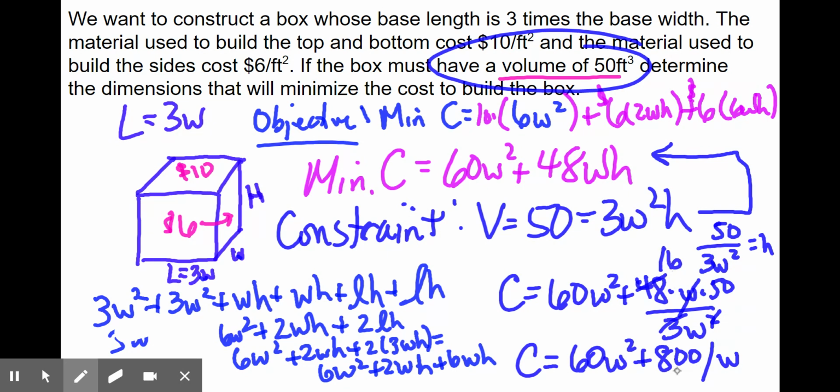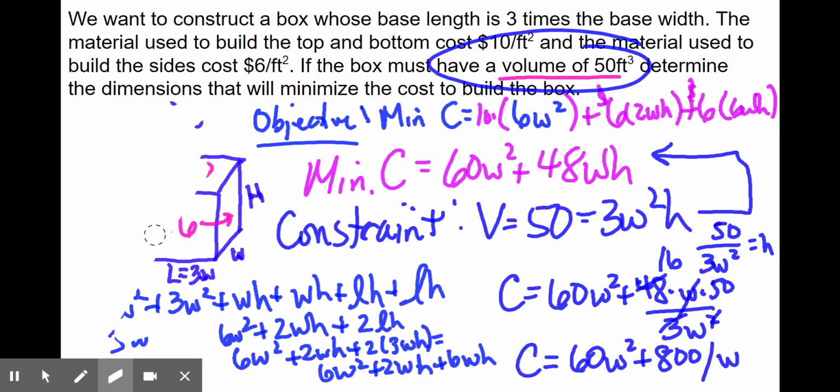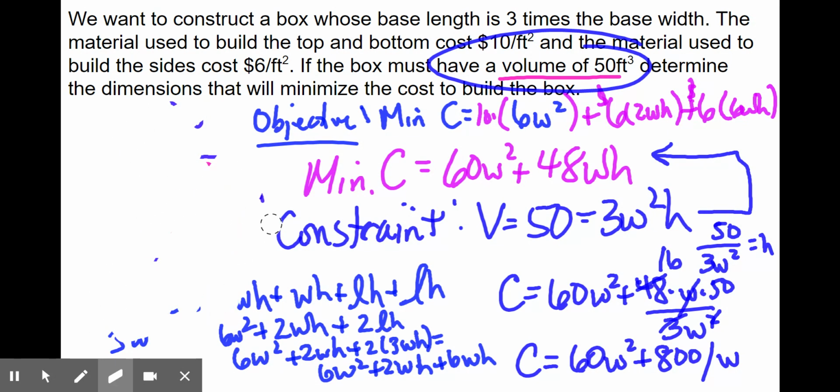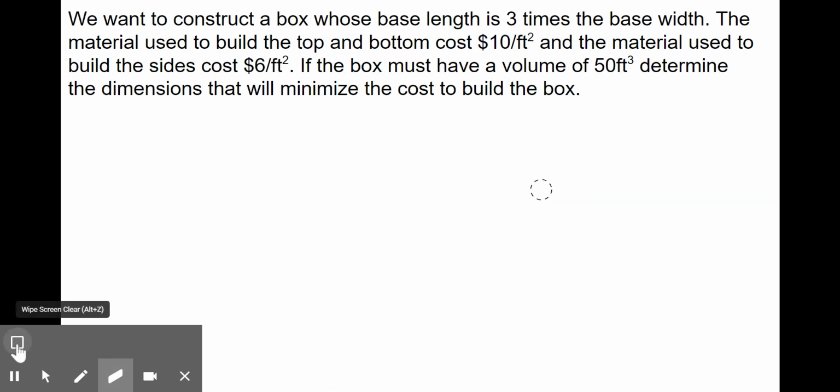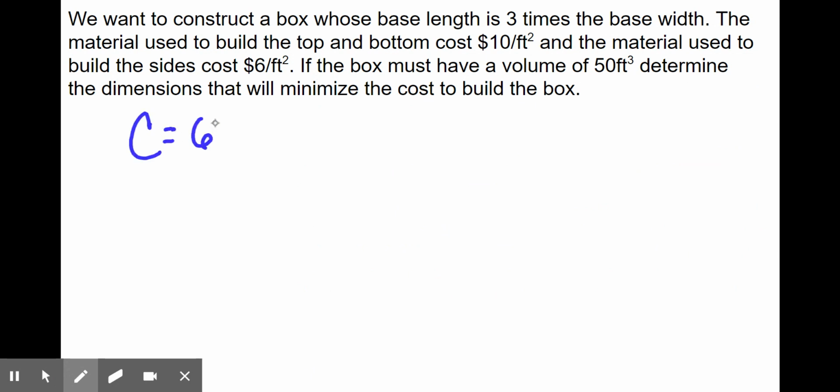All right, so now we're going to have to erase some of this stuff, because I ran out of room here. Let me just erase the whole thing. So we got C is 60W squared plus 800 over W.